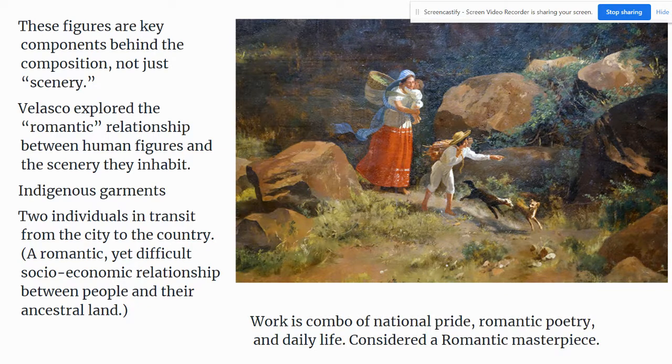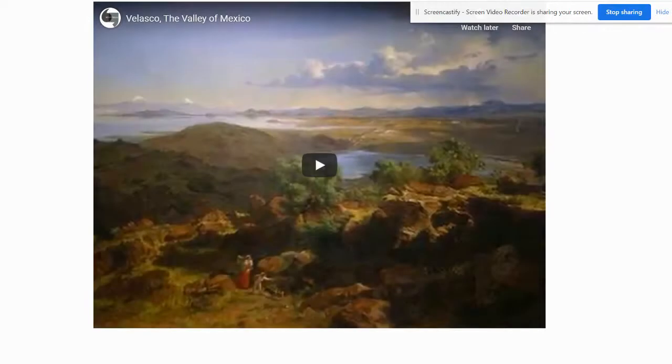So what we have here is a piece that is a combination of national pride, kind of romantic notions, and depictions of daily life as well. It is considered a romantic masterpiece. As we get later into the 17th century, into the 19th century, I'm going to be mentioning a lot of isms. So romanticism, we've had realism, we have now impressionism. So what you want to do is you want to keep those isms straight. Okay. So you've already watched the video. It really is a beautiful piece.